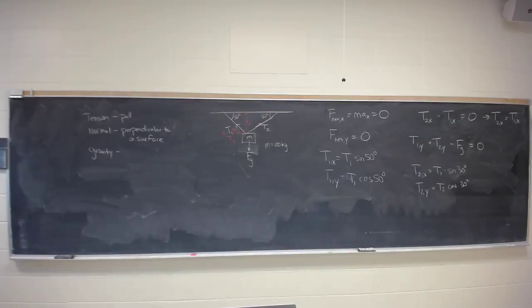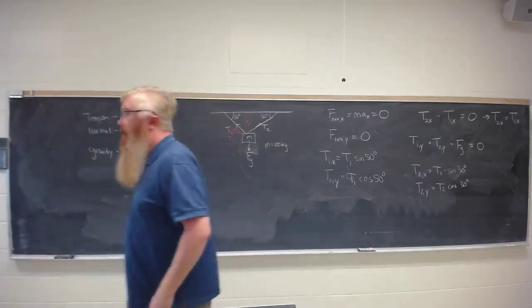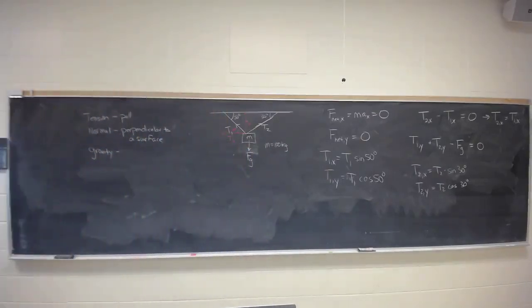So there is no real equation for tension. You find that by setting up the Newton's second law equations, whereas gravity is just mass times g.